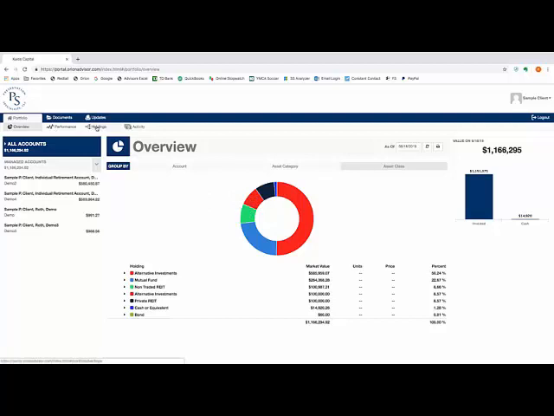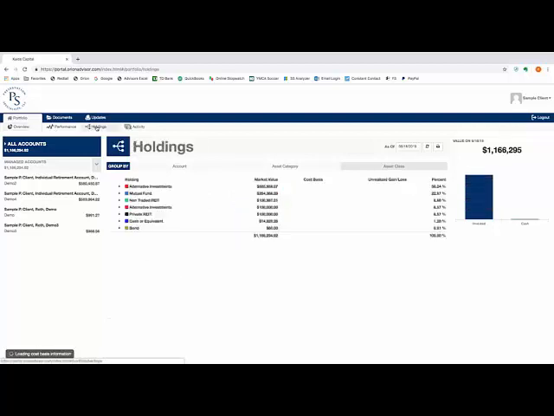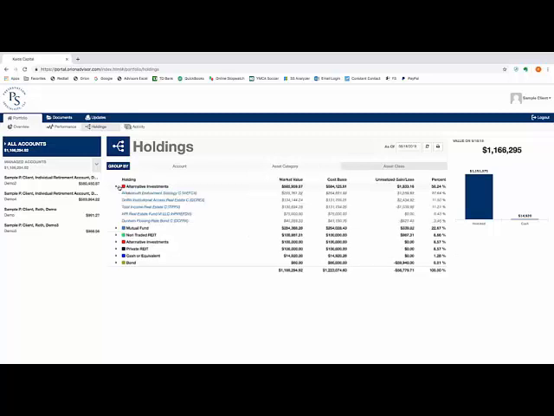Holdings would be probably the most common place that I think we would have people interested in looking. So what you're going to see here is, keep in mind, this is all of the accounts. So you're going to see everything in one place. And then the main tool that I use in Orion is just kind of using these little arrows. So anytime you have an arrow like that, there's usually more information. So it says, okay, we've got $585,000 in whatever they're calling alternative investments.